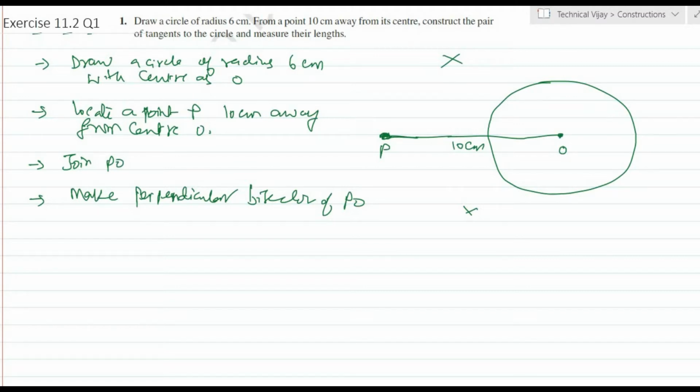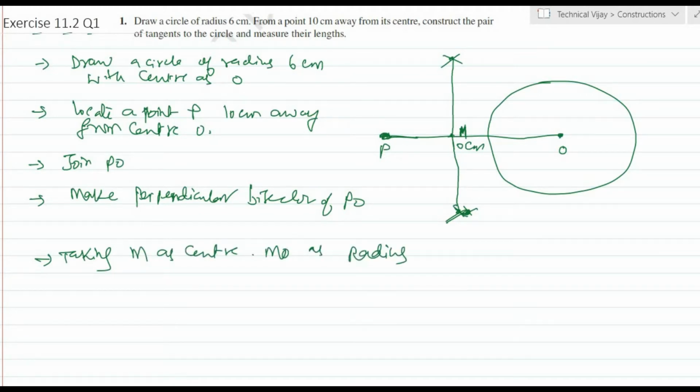Keeping the same distance, keep the compass at point O and cut those arcs, letting the intersecting points be here, this point and this point. Join these points. This is called the perpendicular bisector. Let M be the point which cuts PO.